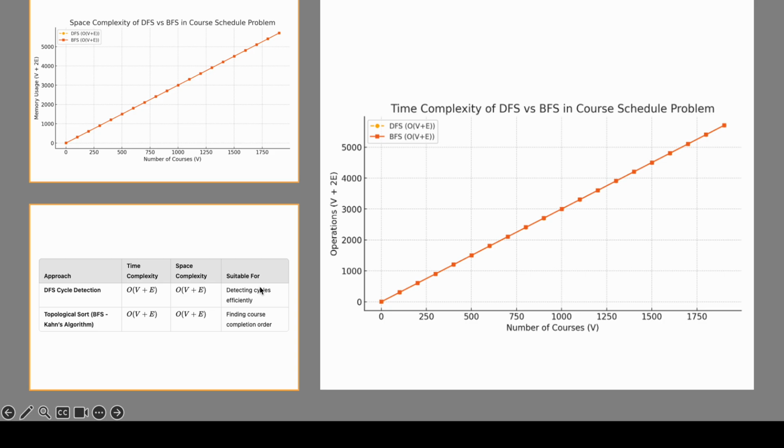So now what we want to know is when to use depth first search versus breadth first search. You use depth first search if you only need to detect cycles, and you use breadth first search, topological sort, if you want to process courses in a valid order. Both approaches have the same runtime, as I said.